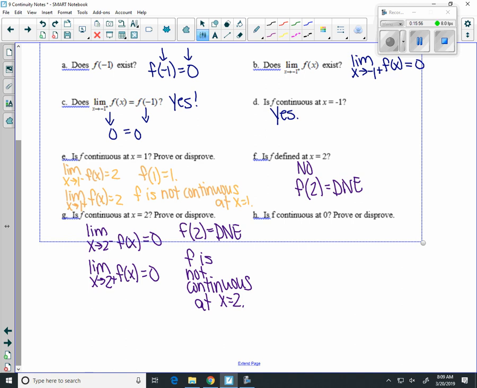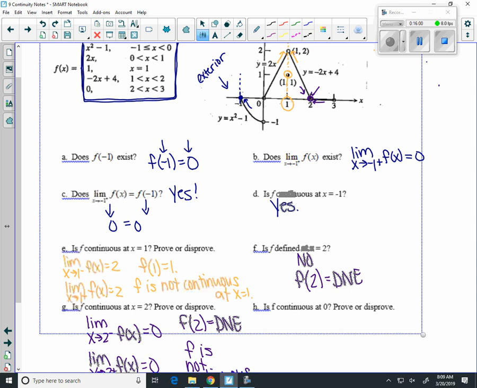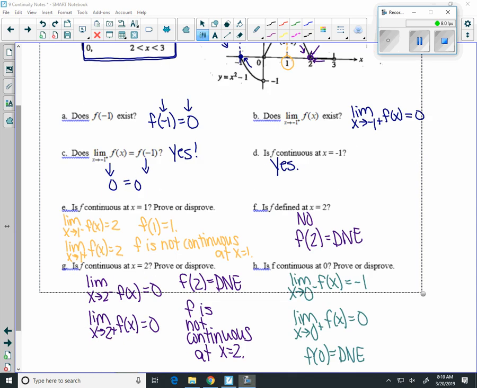Go ahead and pause and do your continuity for 0. Go ahead and pause and get 0 done. I will write it up and review it for you.